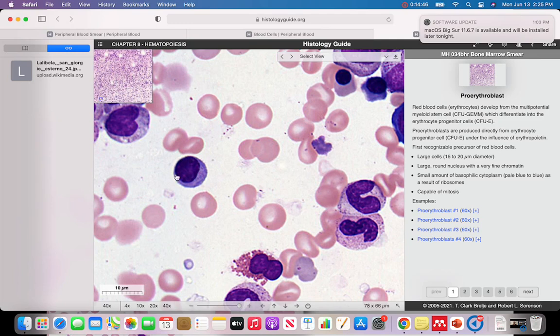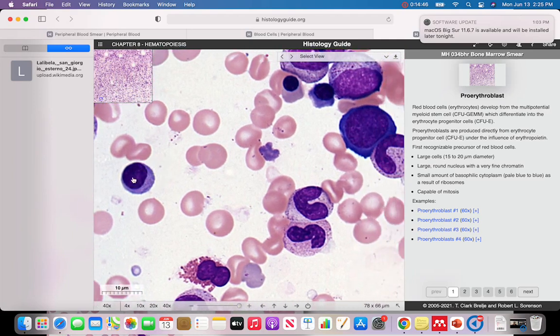And the nucleus is large and round, and it has a texture. And when this nucleus becomes inactive, when it becomes highly condensed, it becomes a normoblast. So here, as you see, the nucleus is dark and homogeneous, it's inactive. So this is a normoblast. And in addition, the cytoplasm is more eosinophilic.